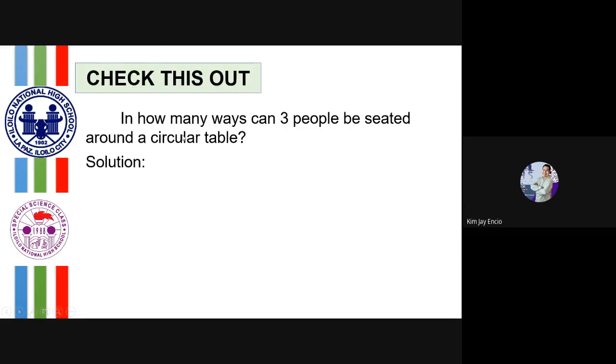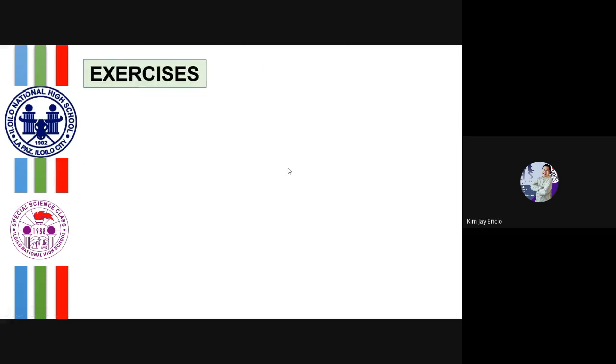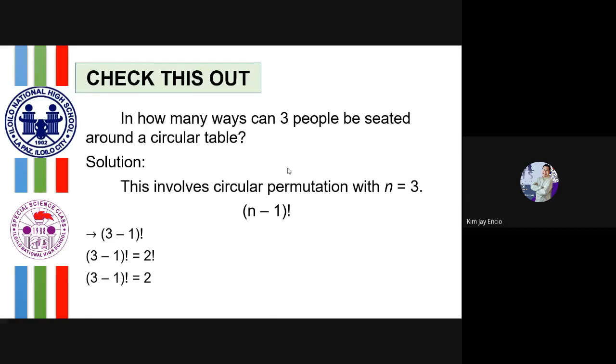Applying it, in how many ways can three people be seated around a circular table? This involves circular permutation because of this one circle with n equals 3. So by substitution, that's 3 minus 1 quantity factorial, which gives 2 factorial, or that's 2. And those two arrangements were the ones that I already mentioned in the previous slide.